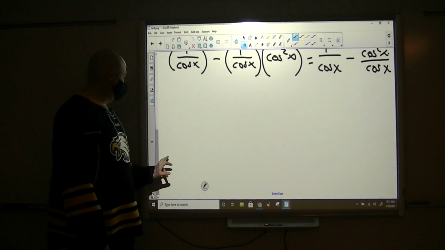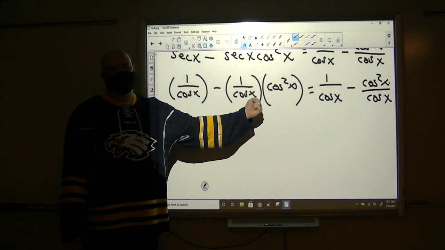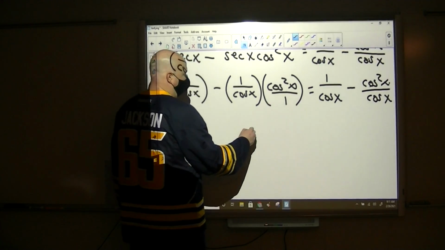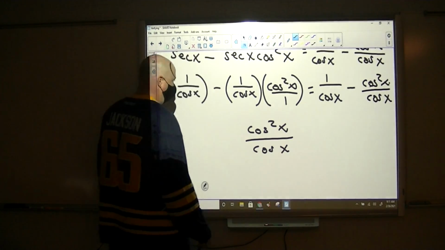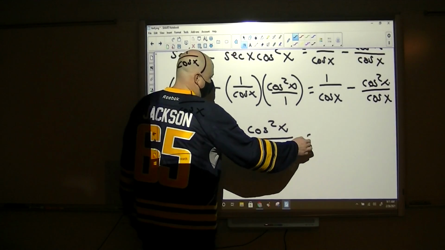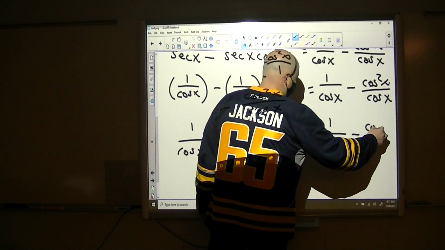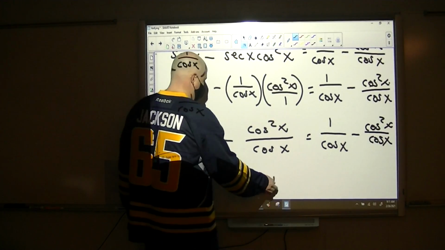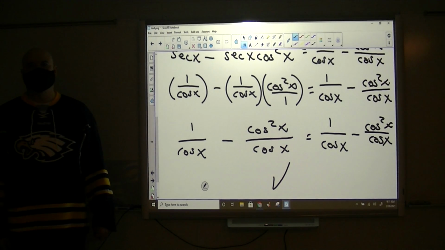Look at the trees in the forest here. What about this? Can I multiply that together? Yes, I can. So this will be cosine squared x over cosine x. This is 1 over cosine x. And then, would you look at that? Those are the same. Done.